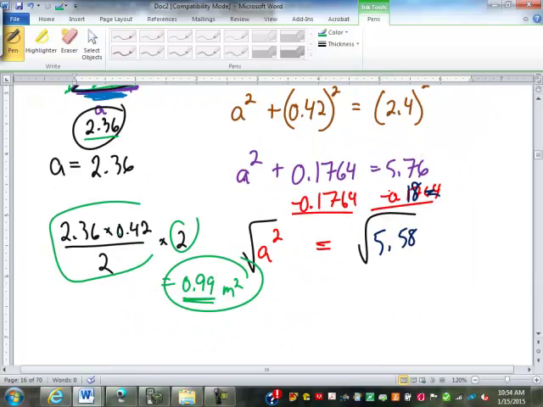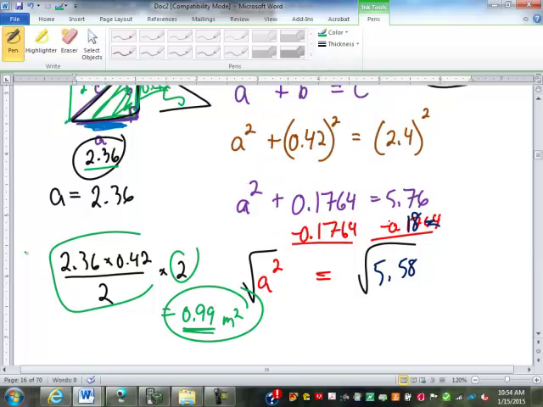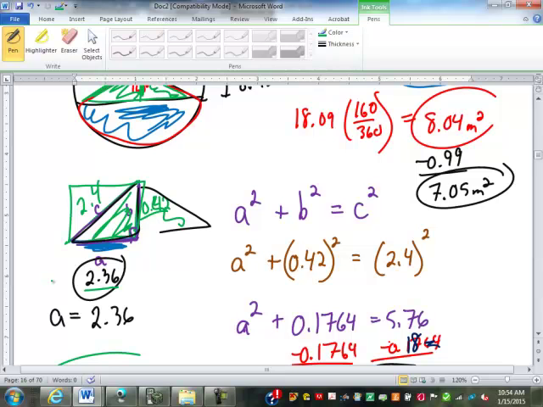0.99 is what it came out to when you divided by 2 and then multiplied by 2 again. It came out to 0.99 square meters. So then it was 8.04 minus the 0.99, which gives us 7.05. That was a pretty ugly one to start off the first day's or second day's homework with.